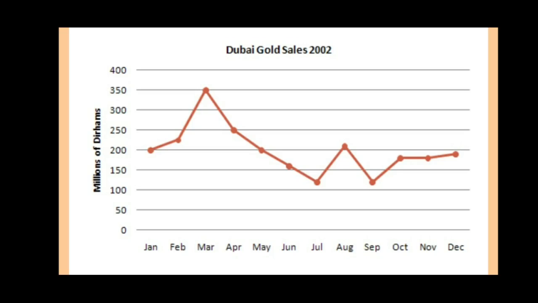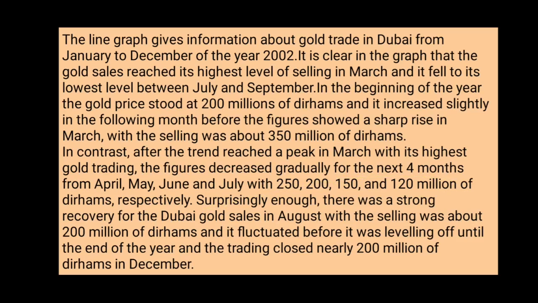So here on the x-axis the month names are given, January, February, and on the y-axis, millions of dirhams. Dirhams is the currency of Dubai. So you have to analyze and write. Yes, this is the answer. Read this carefully and practice in writing.